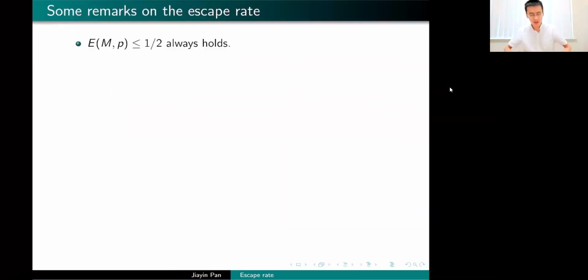We're going to make some remarks on the escape rate. First of all, this quantity is always between 0 and 1/2. This is because for any geodesic loop, its size is at most half its length, so the size over length is always less than or equal to 1/2, because it needs to come back to the base point eventually.